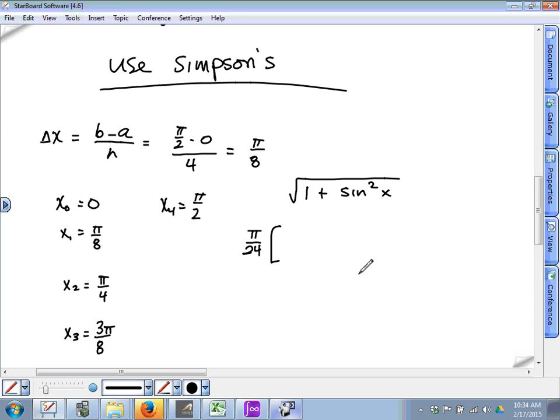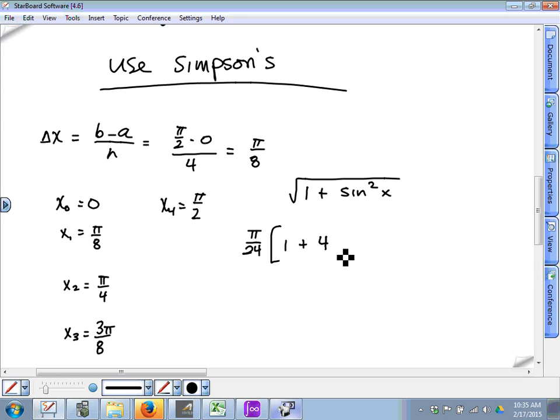Okay, so guys, what's the sine of 0? Sine of 0 is 0, right? 0 squared is 0, 1 plus 0 is 1, and the square root of 1 is 1. We have a 1 right there. For the rest, use your calculator. For most of the rest, you would use a calculator, besides the last one.